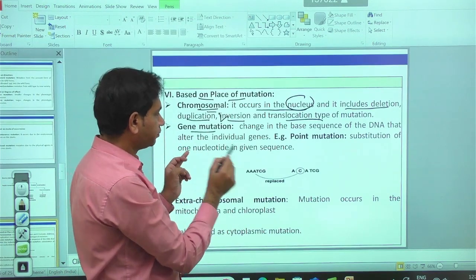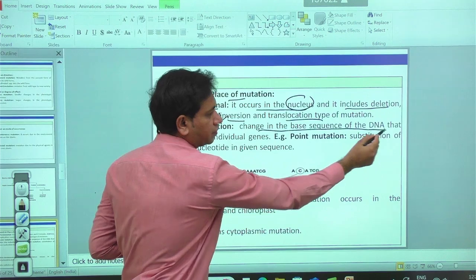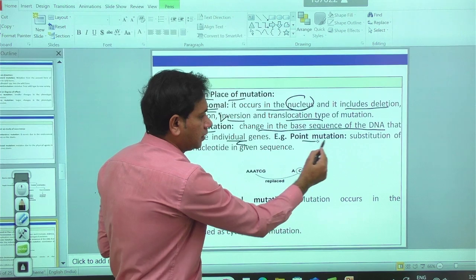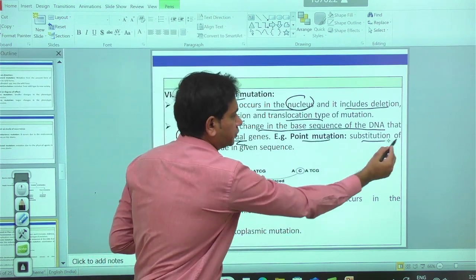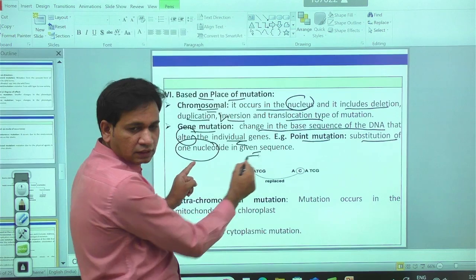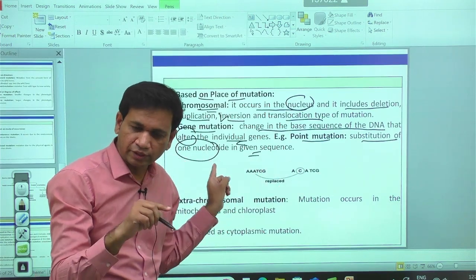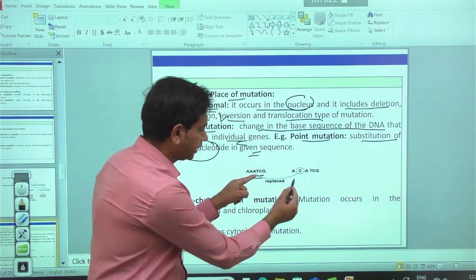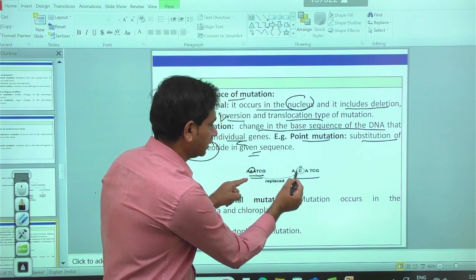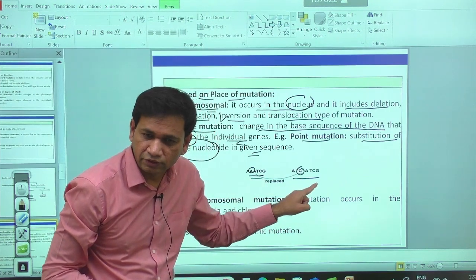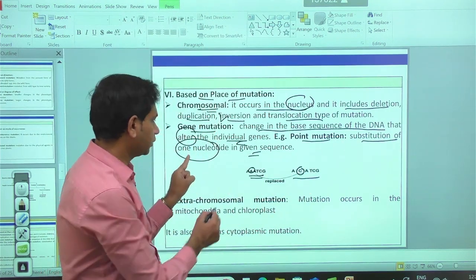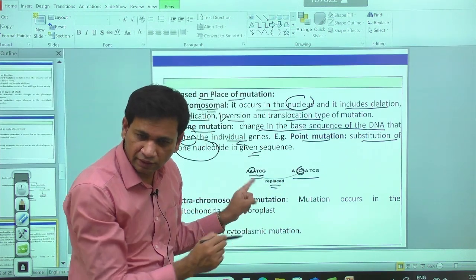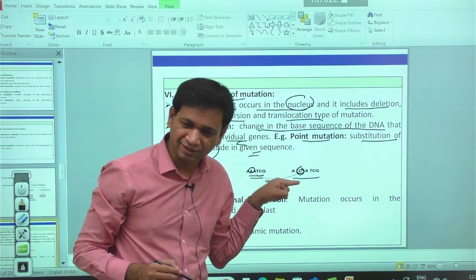Another one, gene mutation. Changes in the base sequence of the DNA that alter an individual gene. For example, point mutation, which means substitution of one nucleotide in the given sequence. For example, the original sequence is AAA, TCG, but in the recombinant, A is replaced with C, adenine replaced with cytosine. Substitution of one nucleotide in the place of another one. That we call point mutation in the given DNA sequence.